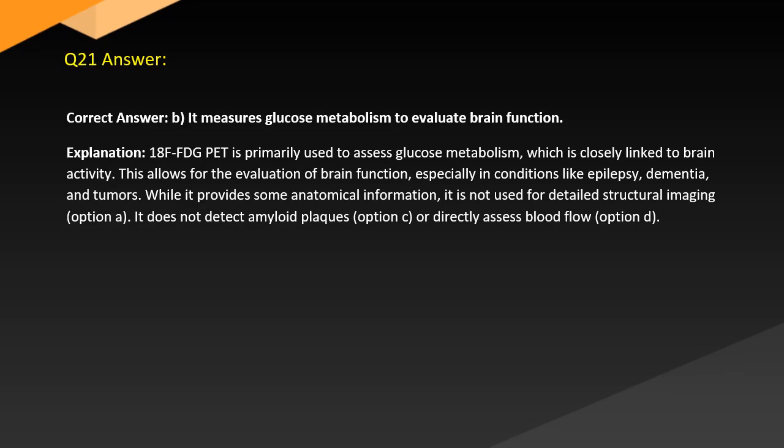Answer. Correct answer. B. It measures glucose metabolism to evaluate brain function. Explanation: 18F PET is primarily used to assess glucose metabolism, which is closely linked to brain activity. This allows for the evaluation of brain function, especially in conditions like epilepsy, dementia, and tumors. While it provides some anatomical information, it is not used for detailed structural imaging, option A. It does not detect amyloid plaques, option C, or directly assess blood flow, option D.